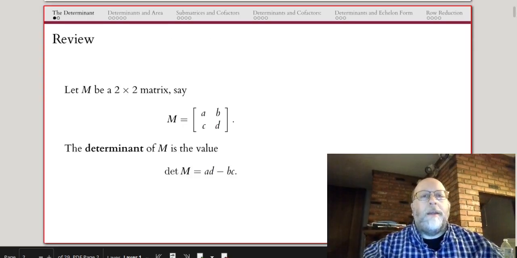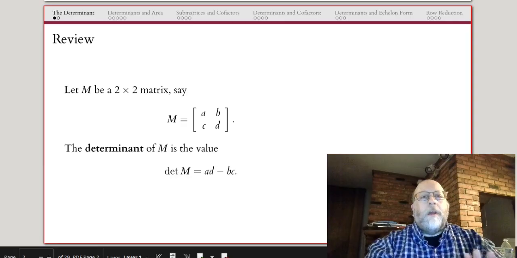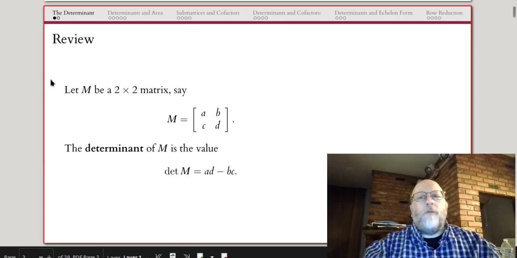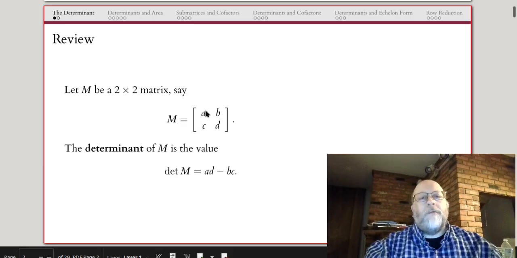All right. So, we're going to review something from last time. We have a 2 by 2 matrix. The determinant of this matrix is the value that we get when we multiply this diagonal, A times D, and then we subtract this diagonal, this product here, B times C.